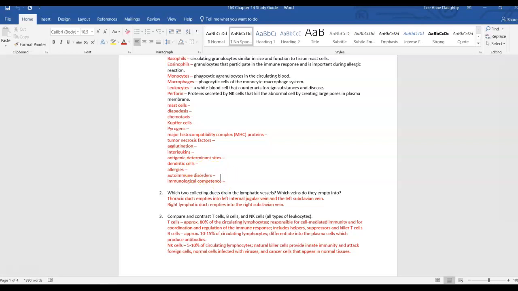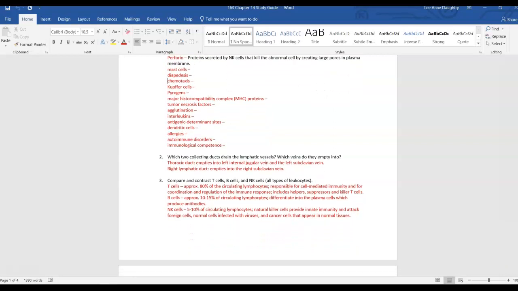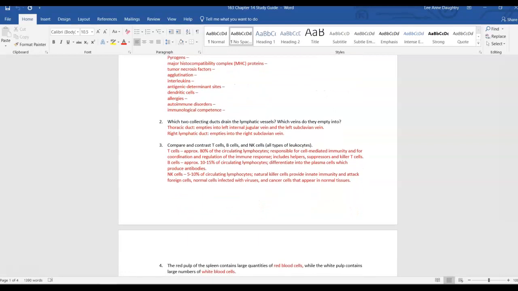Autoimmune disorders are when our immune system, which has supposedly developed a tolerance to our body cells, actually begins to attack its own body cells. And then immunological competence, you're going to have to look that one up because I'm afraid I won't say it correctly. So look up tumor necrosis factors and immunological competence. I'll be honest with you, I don't recall those being on the exam at all anyway.